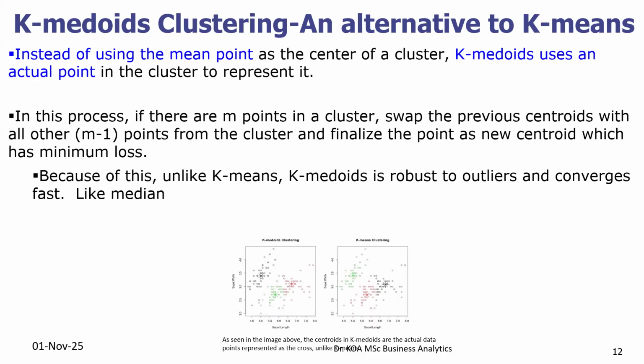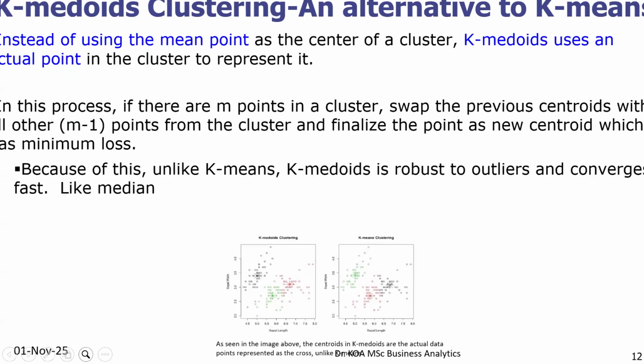Now, if there are m points in a cluster, you have to swap the previous centroid with all the other m minus 1 points until you get this k-medoid. And because of this, unlike the k-means, the k-medoid becomes more robust to outliers and it converges very fast. Look, the graph is not too clear, but when you look down, let me see if I can zoom it.